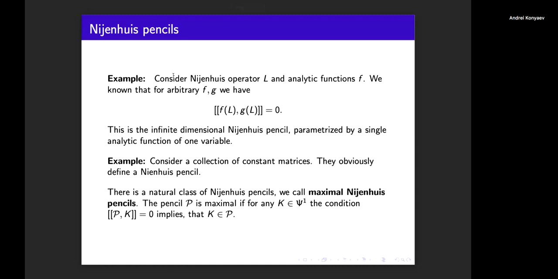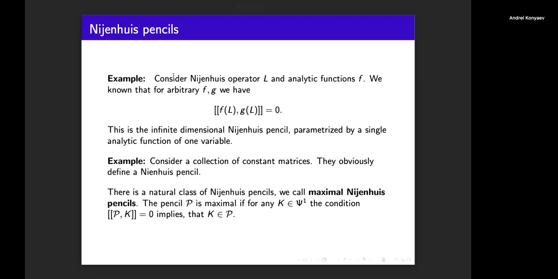So we have a pencil which is parameterized by a single analytic function. Instead of an analytic function, we can take any function which we want, in the sense that the result should be carefully defined, like Margulis's theorem or something.